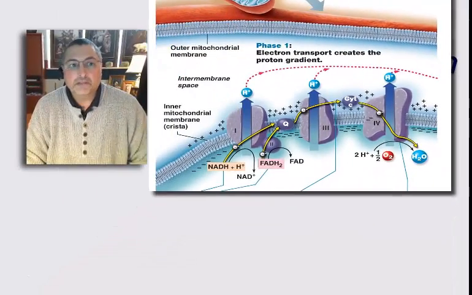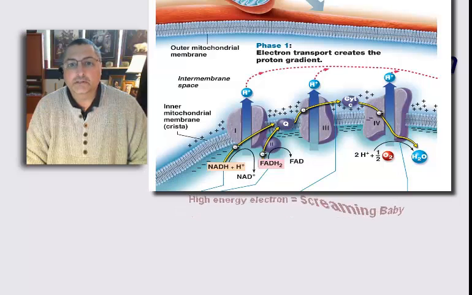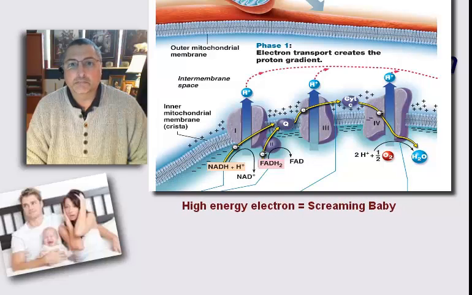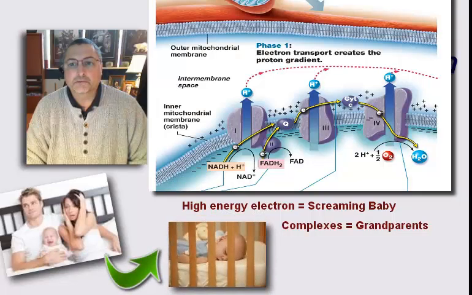Now here is my best visual attempt to explain this phenomenon in a common sense kind of way. Think of the high energy electrons as being a very energetic baby, a screaming baby if you want to think of it. And the protein complexes here as being 4 grandparents. The grandparents each play with the baby. Each time a grandparent passes the baby on to another grandparent, the baby is a little less energized until after the 4th grandparent engages the baby, the baby falls asleep and is placed in a safe crib.